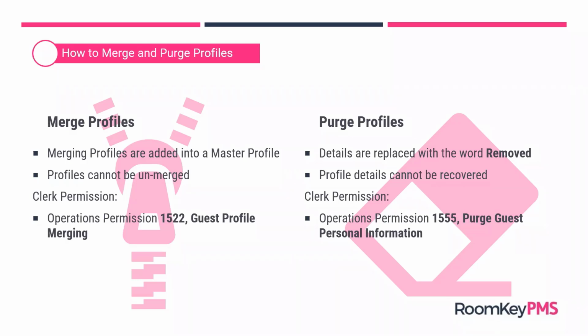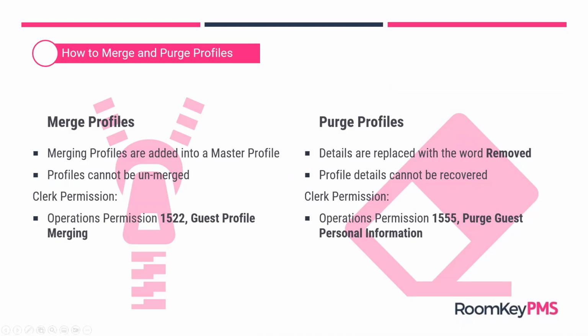We simply replace those identifying details with the word removed, but we do still store any guest revenue or reservation information, length of stay, and any past folio information. So this ability to purge is also permanent. Like the merge feature, it cannot be undone. And it is also permission based. So you do require permission 1555, purge guest personal information, in order to purge guest details from the guest profile module. So we're going to see this together as well.